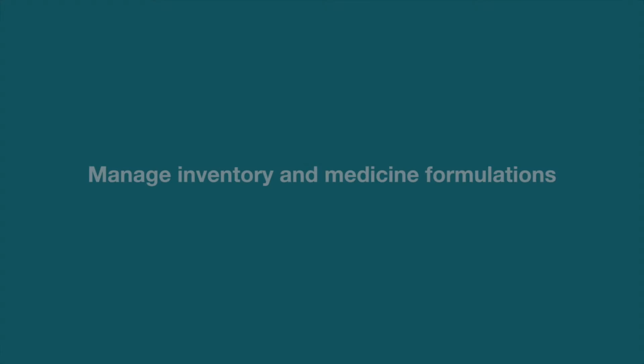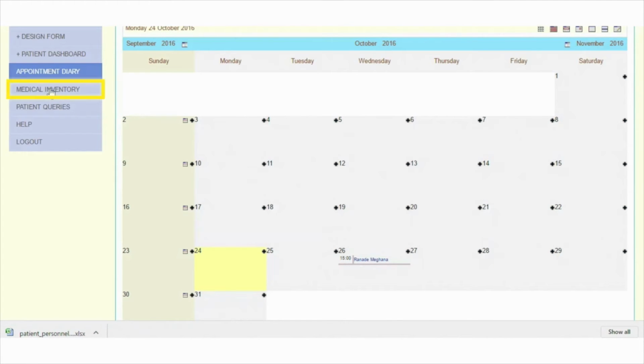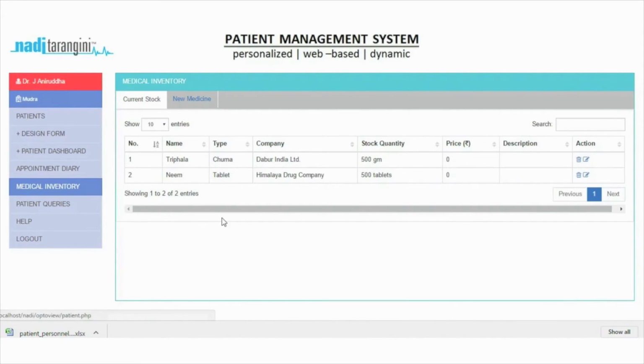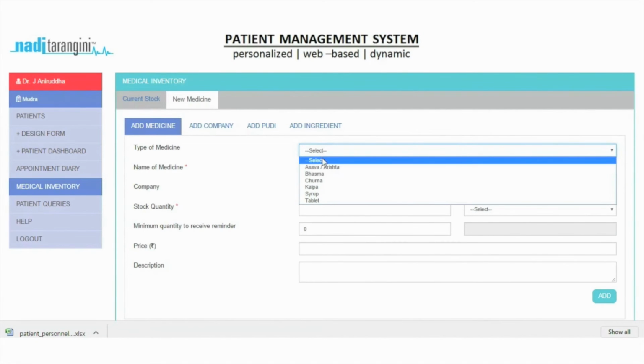Using the software, you can effortlessly manage so many things that you currently need to keep track of manually, like inventory and medicinal formulations. Enter it once and you don't need to worry about it again. Clicking on Medical Inventory displays details of whatever medicines you currently have in stock and their quantity. You can add a new medicine, company, puri, or an ingredient. To add a new medicine, click on Add Medicine. You can add a new churna.